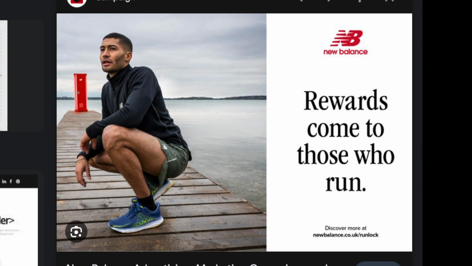This one is really eye-catching. Look at the color picture we have over here. There's the kind of gray of the sky. There's the dark gray of the guy's warm-up sweater. We see his bright, shiny sneakers, because that's what we're looking at, New Balance, right? And then on the other side, we have the bright white, which draws us right into the words, rewards come to those who run. So it's not split right down the middle. The picture's a little wider, isn't it? But it is a balanced image because we have text on one side and a picture on the other.